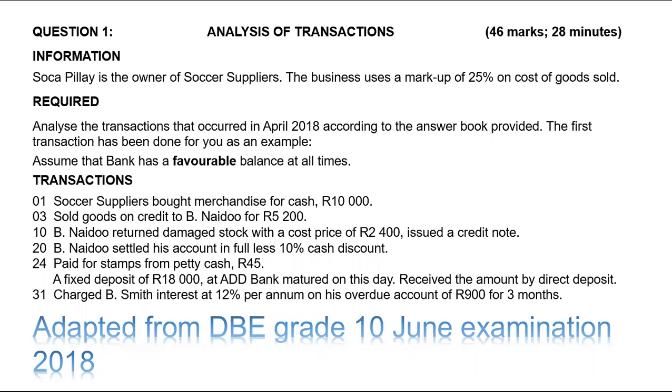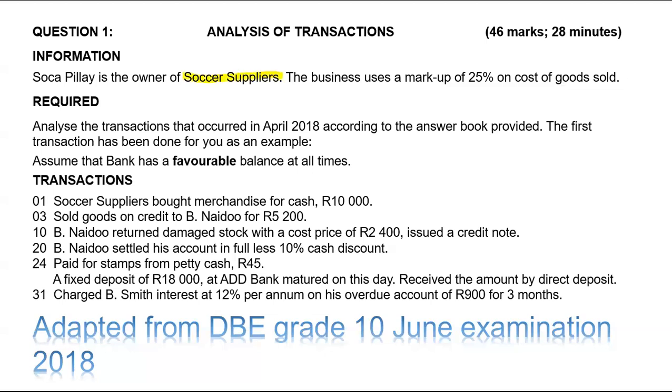I will be doing question 1, which is analysis of transactions. I took this from the DBE Grade 10 June Examination 2018. It reads as follows. The information we are dealing with: Soccer Pillay is the owner of Soccer Supplies. So our business is Soccer Supplies. Keep that in mind, just make sure that you highlight it.